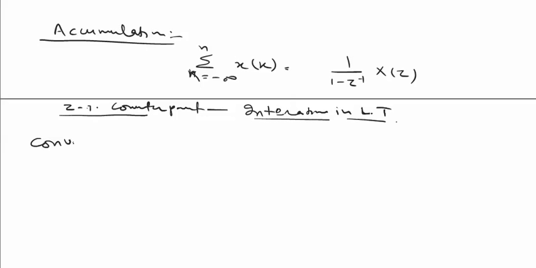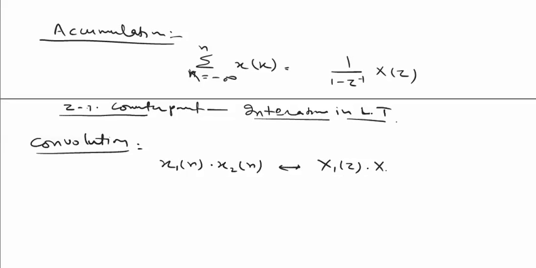Next is convolution. Convolution in time domain, or discrete time domain, is converted into multiplication in z domain. It is a very useful property to solve convolution between two discrete sequences.